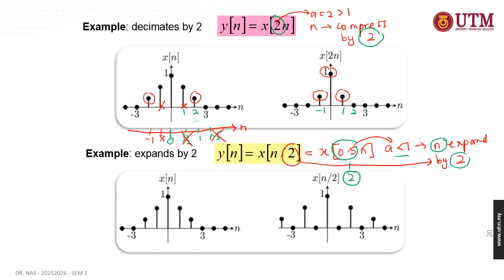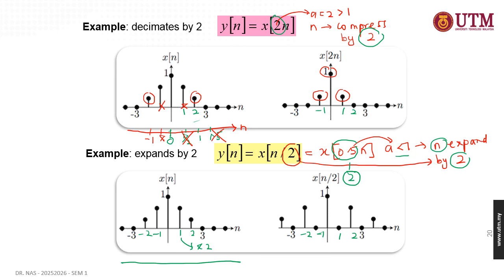So let's look at this example. This one is 1, 2, -1, -2. So the signal will be expanded in n by 2. So each of these will be multiplied by 2. Okay, so 1 times 2 is 2.